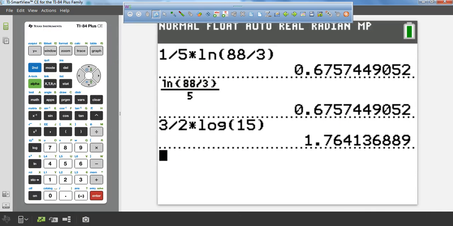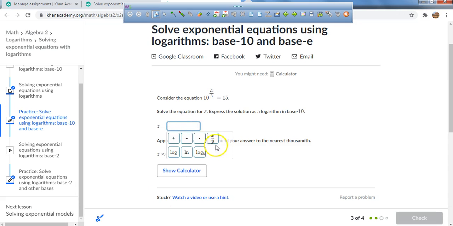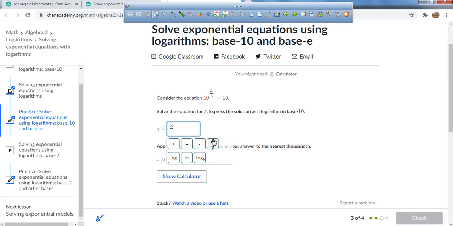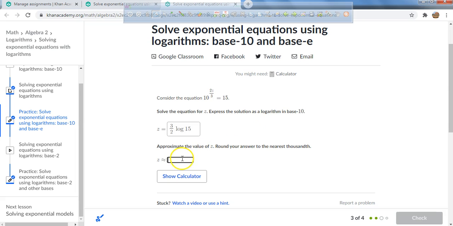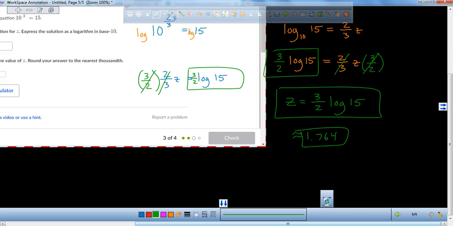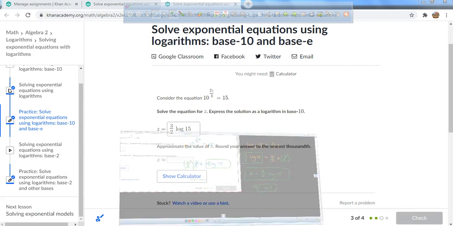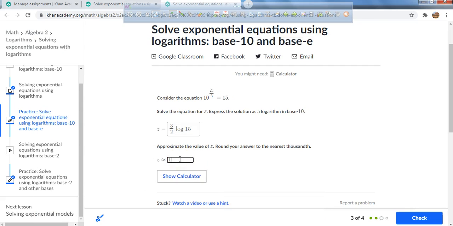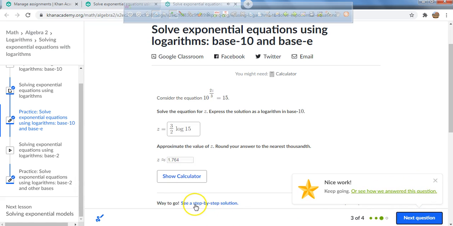All right, let's try it again. I had a fraction, 3 over 2, then I had the log of 15, and that was the exact answer. My approximate answer was 1.764. Boom, nailed it. Now if you mess up, you can kind of see how they do it. It looks like they get similar results.